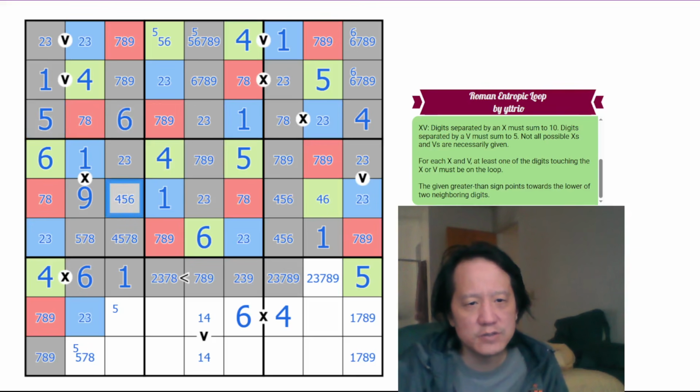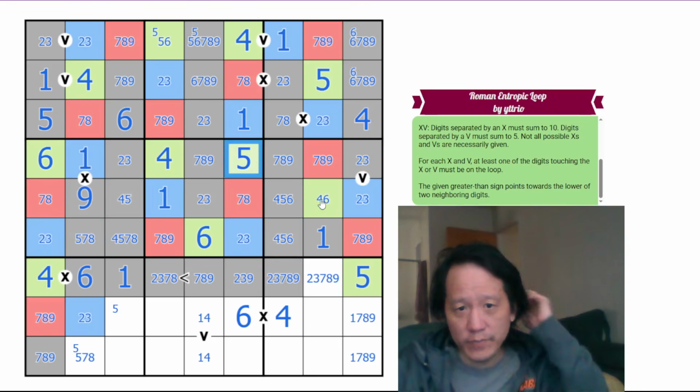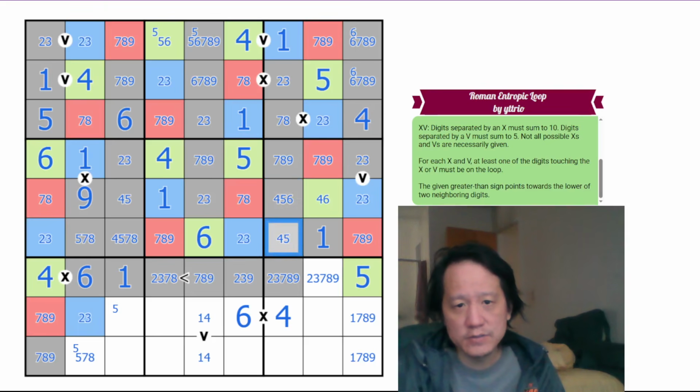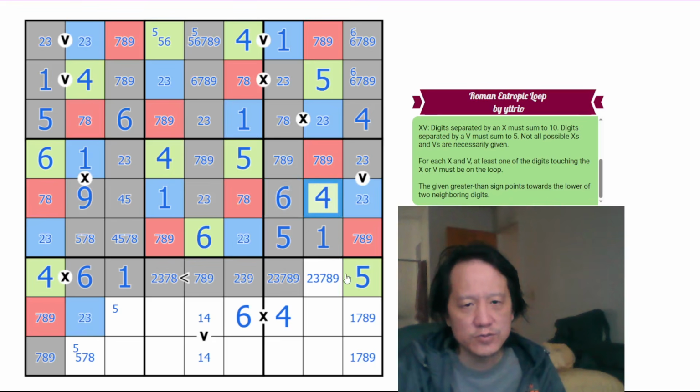So this can't be 6 here. This can't be 6. 6 is one of those two. This 4 eliminates 4 here, so it's 5. This can't be 4, 5, so it's 6, which makes that 4. This 4 eliminates 4 here, so it's 5, which means neither of these can be 5. Whereas the 4, then, it has to be here.